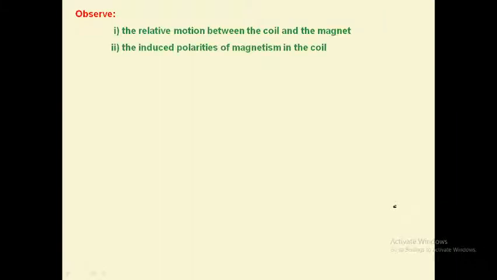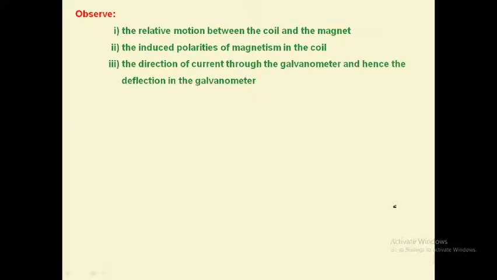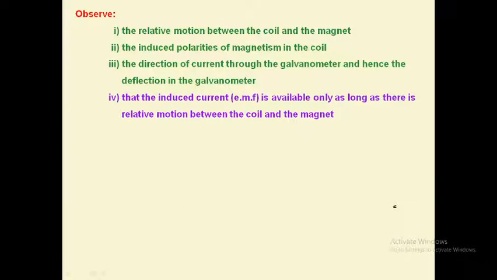Now you have to observe certain things. Number 1, the relative motion, the induced polarities, and the direction of current through the galvanometer, and hence the deflection in the galvanometer. Note that the induced current is available only as long as there is relative motion between the coil and the magnet.